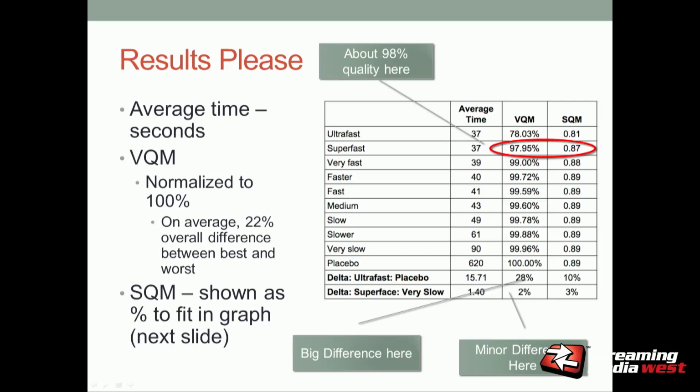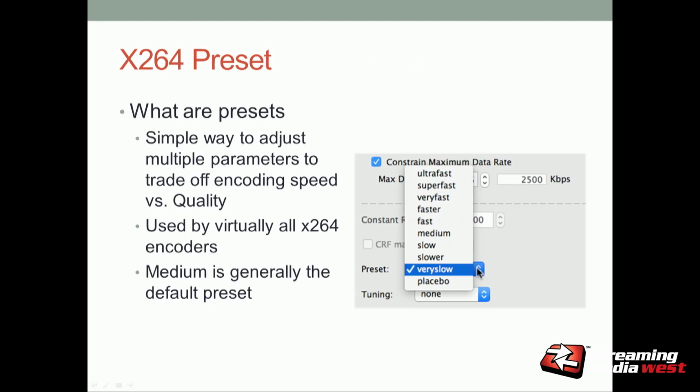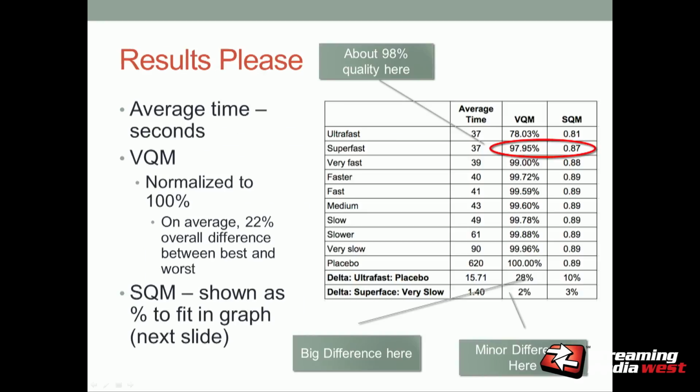So there's a range of presets here going from ultra fast, which is the fastest, to placebo. According to both VQM and SQM, at VQM you get 98% of all available quality at super fast. So if you just don't use the ultra fast preset, you're getting 98% of the quality. And for SQM, it's very close as well.